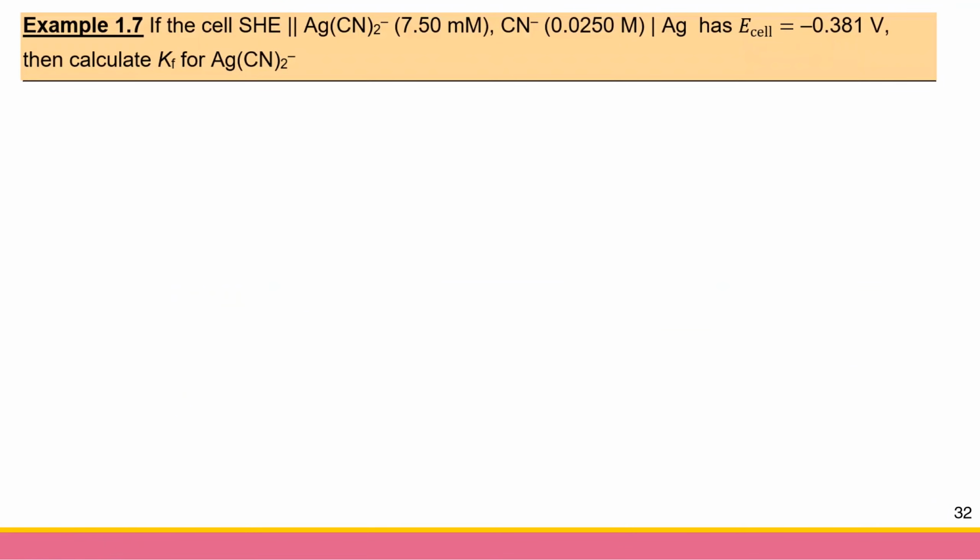Okay, so we have a lot to cover, so I'm just going to have to move to the next example. This is on the same concept, but this is kind of backward. So if I construct this cell, which is SHE on the left, and then on the right, you have silver cyanide and then you have cyanide as well, and a silver solid electrode. This cell gives you the cell potential of minus 0.381 volt. Then calculate the complexation equilibrium, the Kf of this silver cyanide.